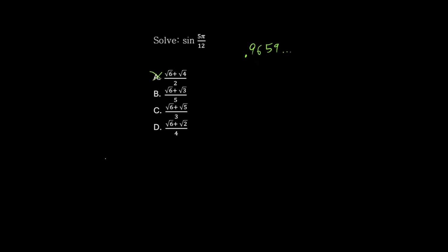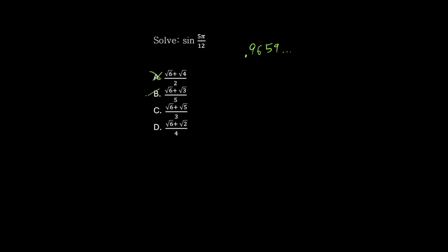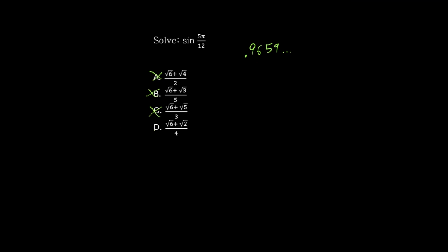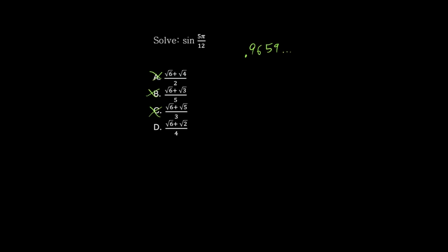Root 6 plus root 3 all over 5. Once again, not a match. C, root 6 plus root 5 all over 3. And also not a match. So we kind of know it has to be answer choice D now. Root 6 plus root 2 all over 4. And we have our perfect match right there. And the answer to this one would be D.